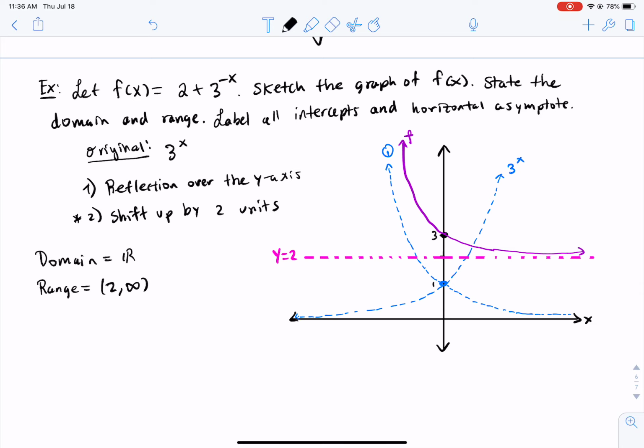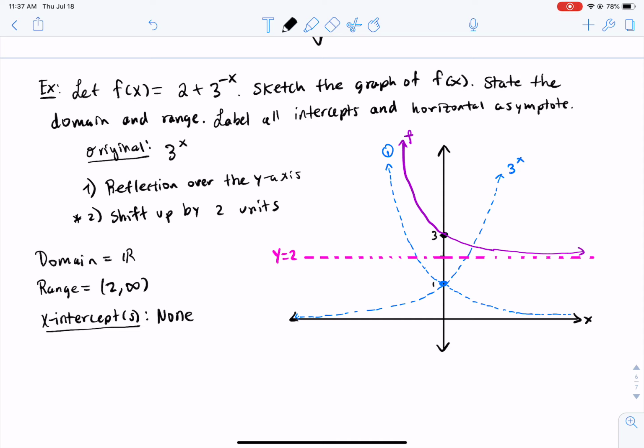Right. So that's good. Do we have any x-intercept? No. No x-intercepts, right? Yet. So this is none. It turns out that if you had shifted this 2 units down, it would have crossed the x-axis and it would have an x-intercept.